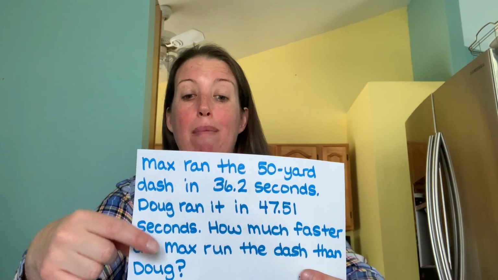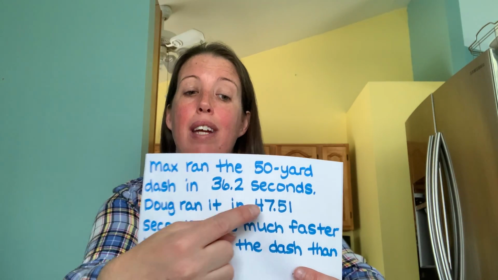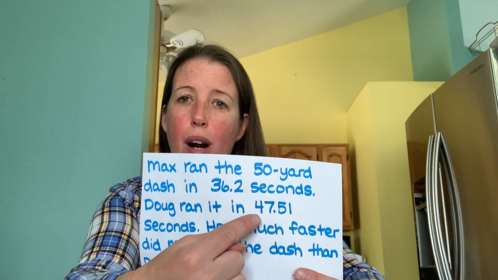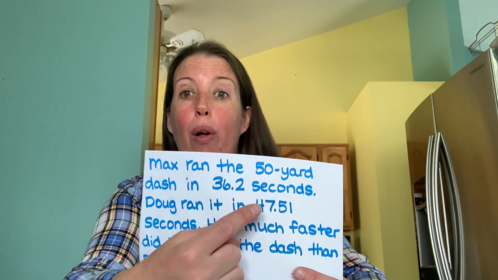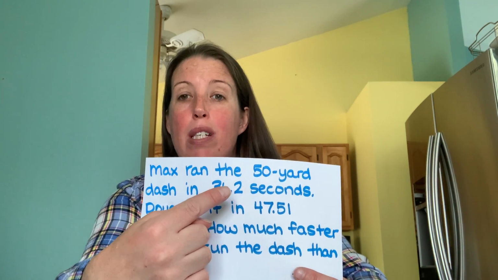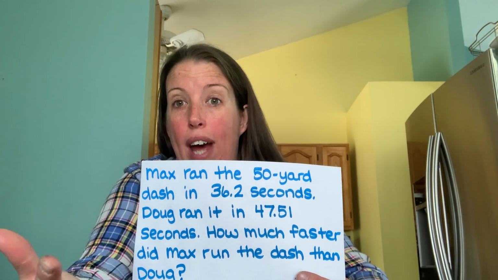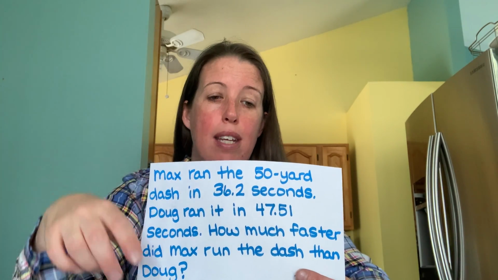So I know that Max was faster. Even though this is a bigger number, it's not faster. It means it took a bigger amount of time or a longer time. So Max was faster, but how much faster? So let's subtract these two numbers so we can find the difference or compare.